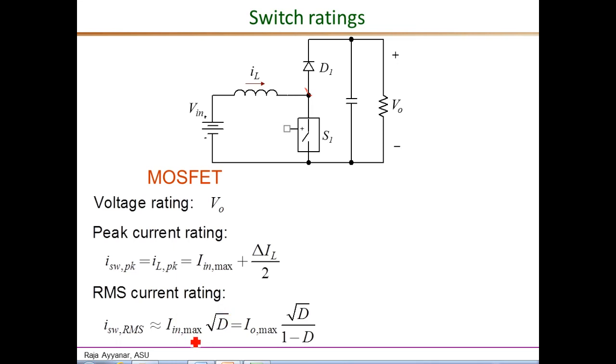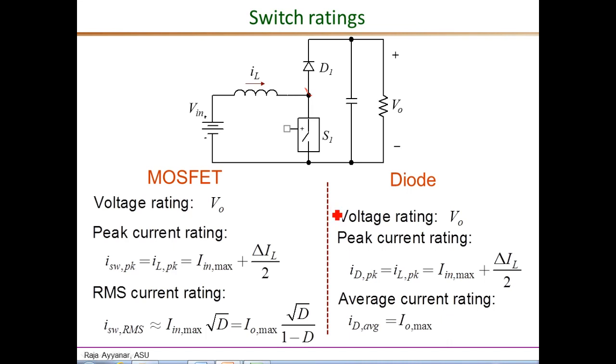And if you want to express this in terms of the load current, then IN max is IO max over 1 minus D. That times square root of D is the required RMS switch current rating.